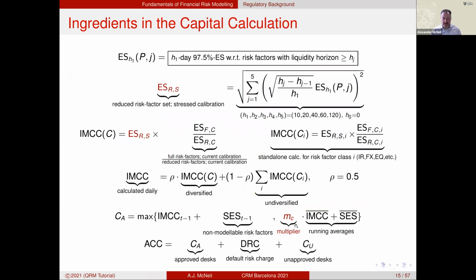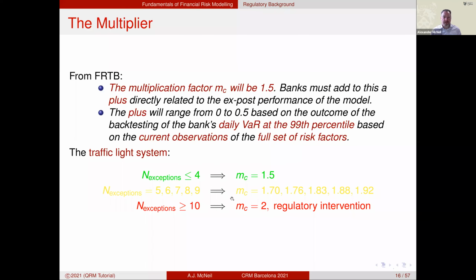So going back here, it feeds into the charge for the approved desks. So you don't want a higher multiplier. A higher multiplier means more capital for the trading book. So therefore you want to avoid that. So therefore you want to have the best risk forecasting model that you can have to keep your multiplier at a reasonable level.